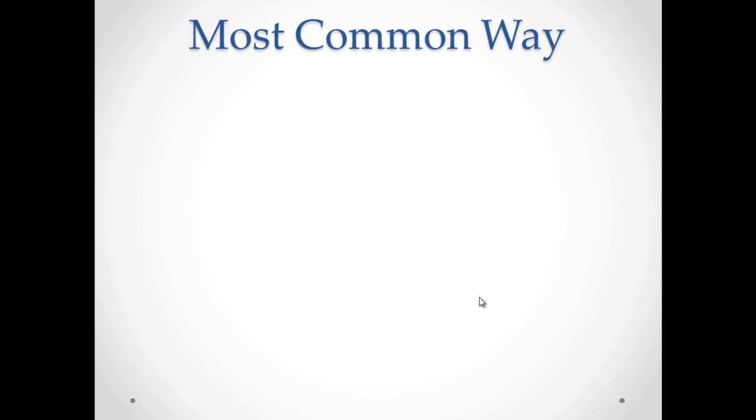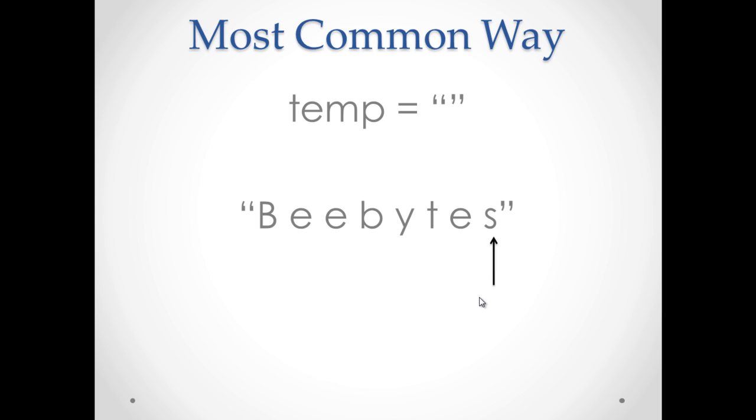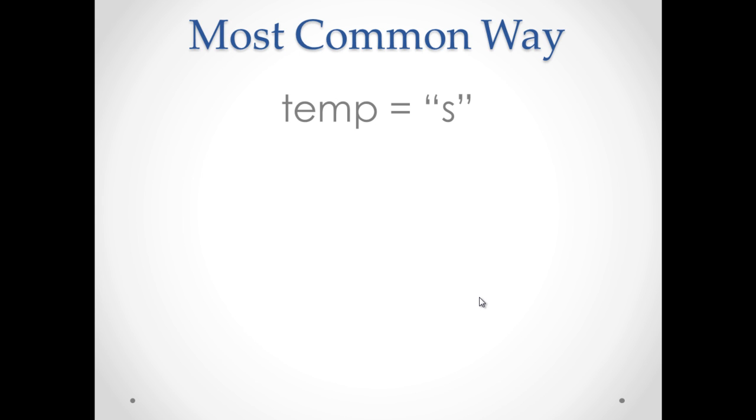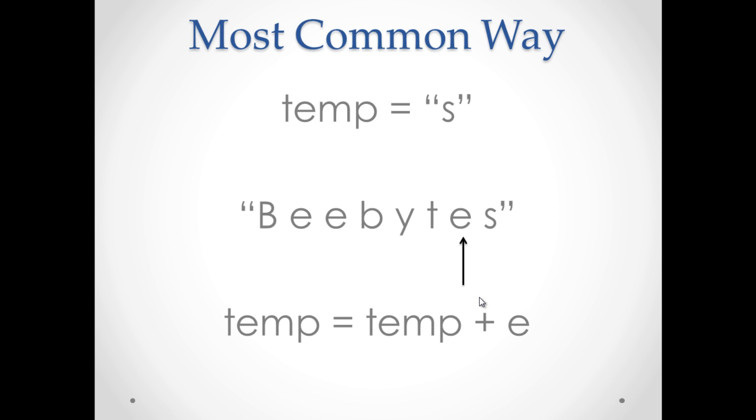The most common way of reversing a string is, we will create a temporary variable and assign an empty string. And now we will take the last character from an input string and concatenate it to the temporary variable. Now the temporary variable contains the string "s". And now we will repeat the same process. This time we will take the second last character, which is e, and concatenate it to the temporary variable. Remember, this time the temporary variable already contains the string "s". To that we will concatenate the character e.